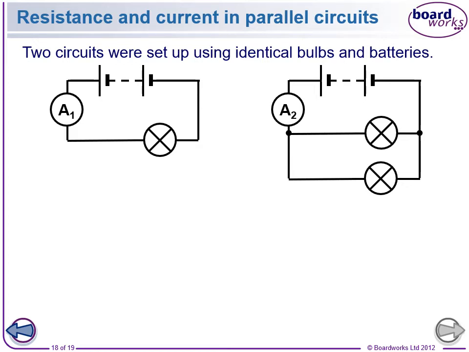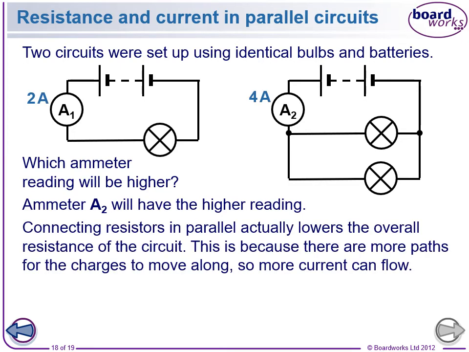Okay, so resistance and current in parallel circuits. First of all, in a series circuit, if we have a particular battery, let's say we've got 2 amps coming through our first ammeter, and let's say this is a voltage of V. Without changing the voltage, if we then put in a second light globe, our current will actually increase.